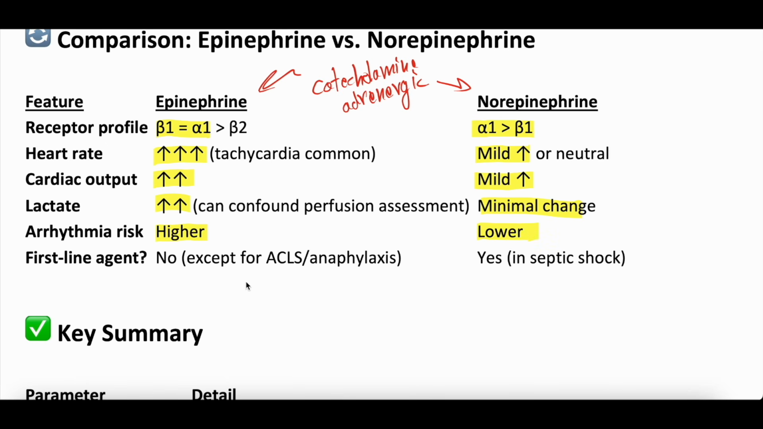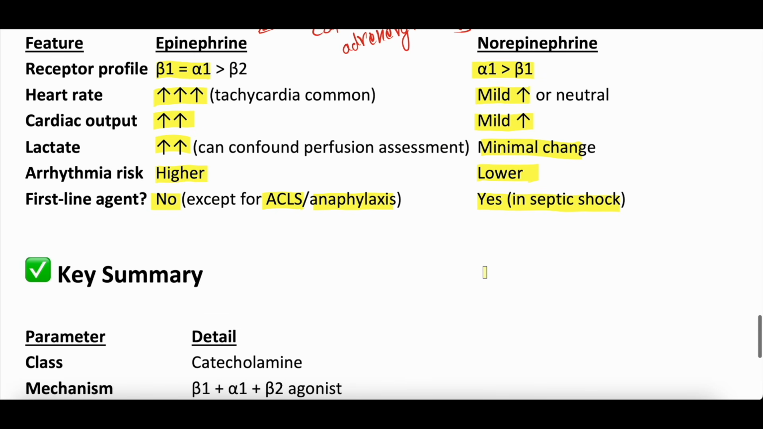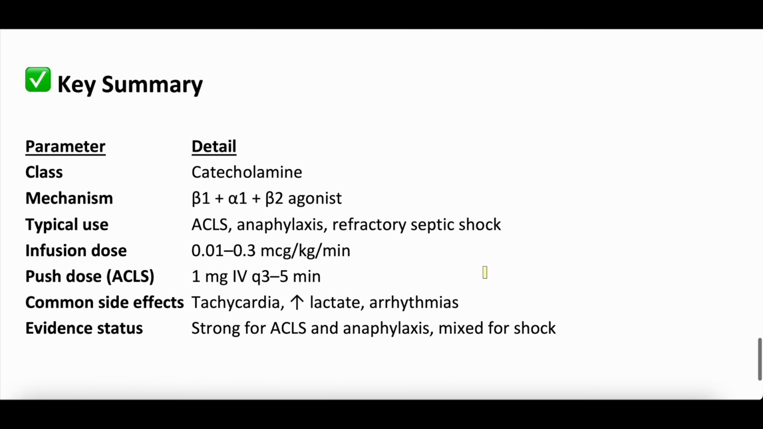And epinephrine is second or third line for septic shock, although it is first line for ACLS and cardiac arrest and anaphylaxis, whereas norepinephrine is first line in septic shock. So just a little comparison between the two. So if we were to summarize epinephrine, epinephrine is a catecholamine vasopressor. It works on beta 1 receptors in the heart, alpha 1 receptors in the blood vessels, and beta 2 receptors in the lungs. Its typical use is first line in ACLS for cardiac arrest, first line in anaphylaxis, and then second or third line in refractory septic shock.